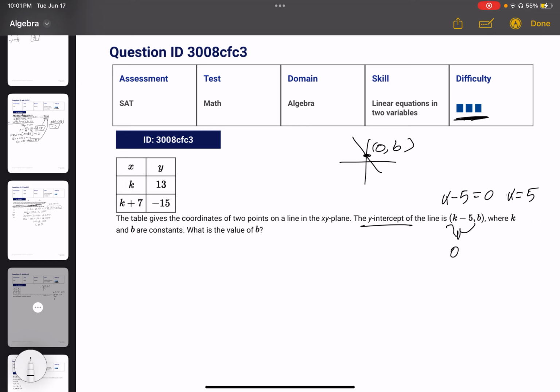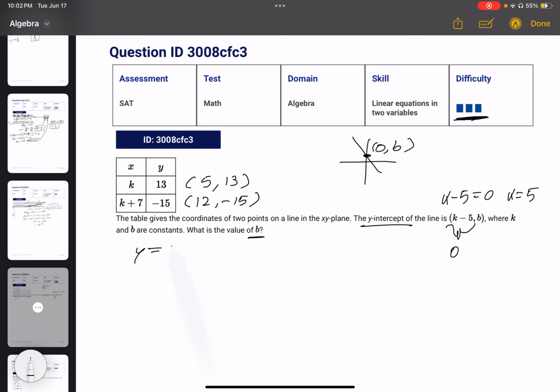And now we can plug this value into all the table values to simplify it down and not make it too complicated. You could also do it without this, but this is the easier way in my opinion. So we have (5, 13), plugging in the k, and then 5 plus 7, which is 12, and then minus 15. So these are our two values. And then if it's asking for b, let's write our linear equation.